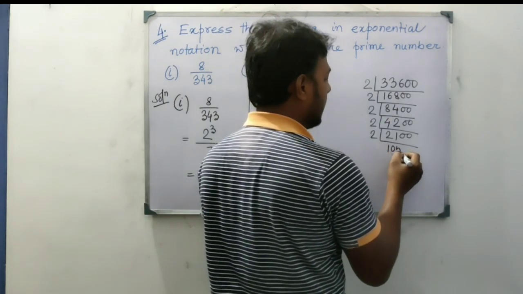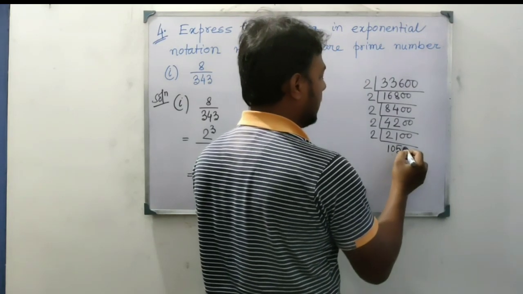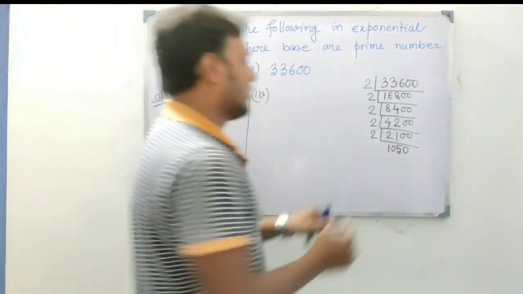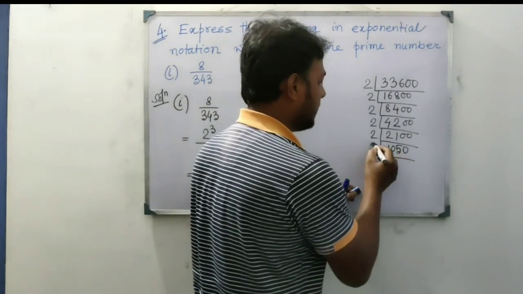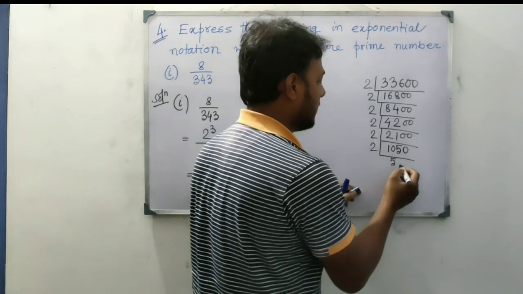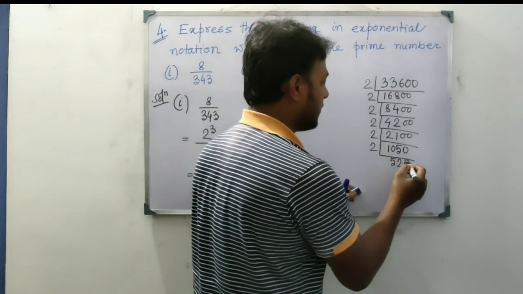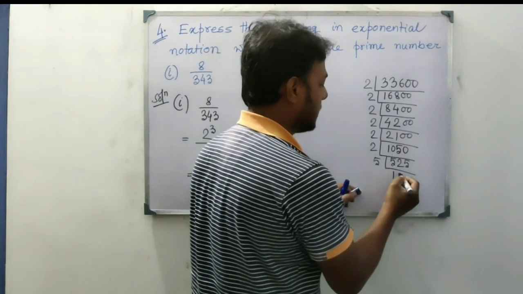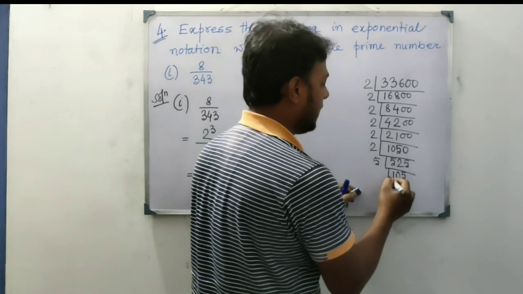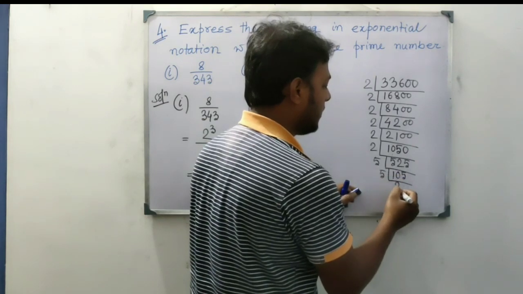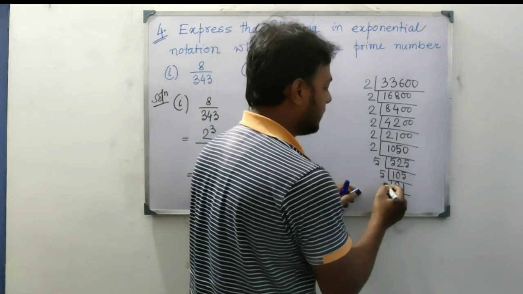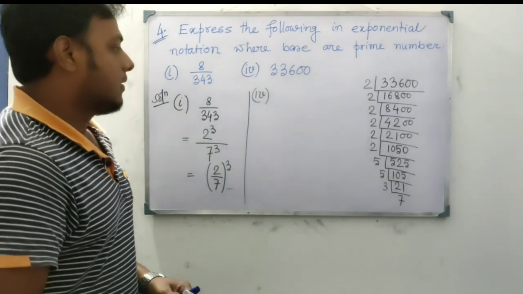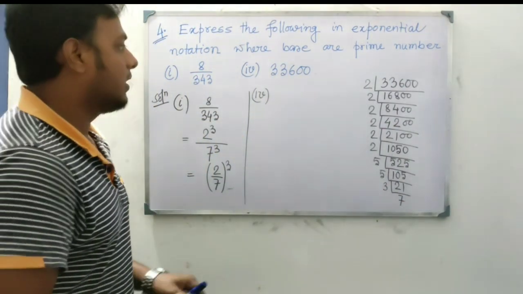1 0 and 5, so 1050. Next, by 2 again, then 5 2s are 10. Then by 5, then 5 1s are 5, 0, 5. Again by 5, then 5 1s are 5. Now 3 7s are 21.